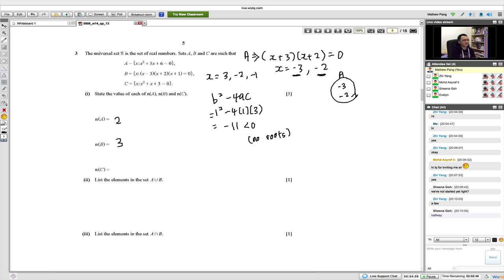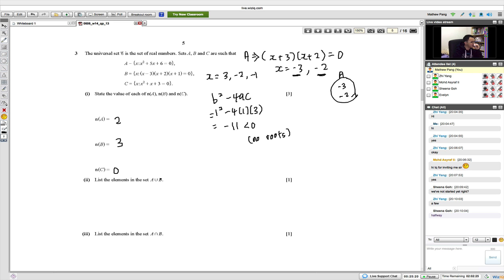Mean you do not have any answer for x. This is no root, so the number for C will be 0. Okay? Just 1 mark for each. So I don't think you need any working for this one. You just need to understand the set, I mean, just need to understand the equation.